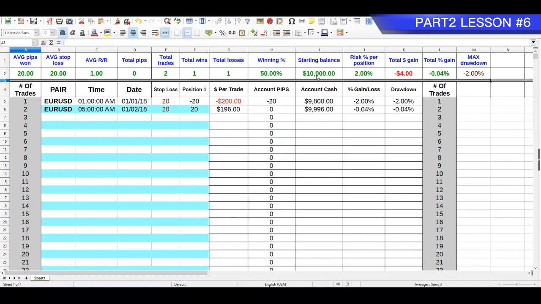We'll keep that at 10,000 for now. We also have an adjustable risk per position. So each time you place a trade, you'll want to risk a certain percentage of your account. And this column will help you to determine your risk management plan based around your risk tolerance.